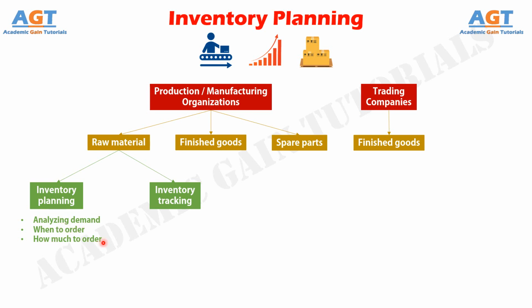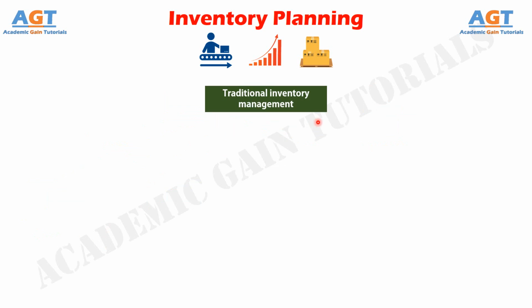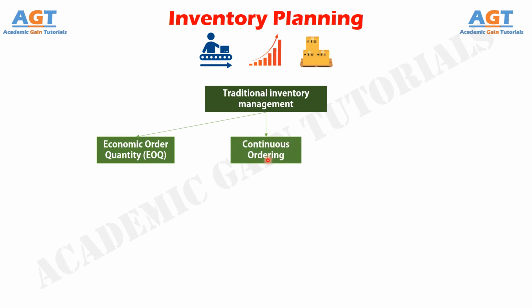new inventories. Traditional inventory management approach consists of three models, namely: Number 1, Economic Order Quantity Model, in short EOQ model. Number 2, Continuous Ordering Model. And number 3, Periodic Ordering Model. First, let's discuss the EOQ model.